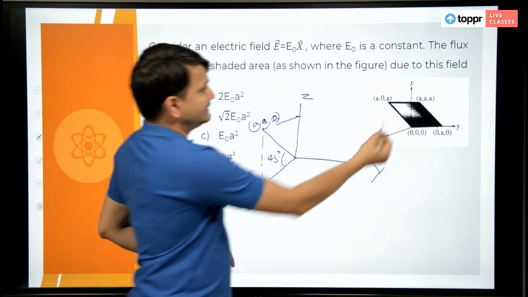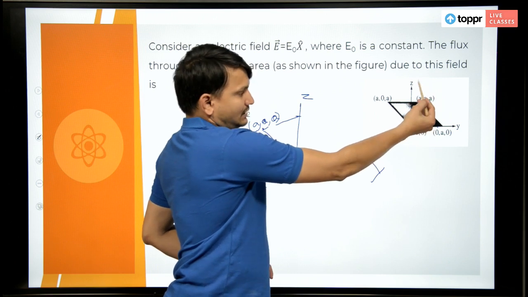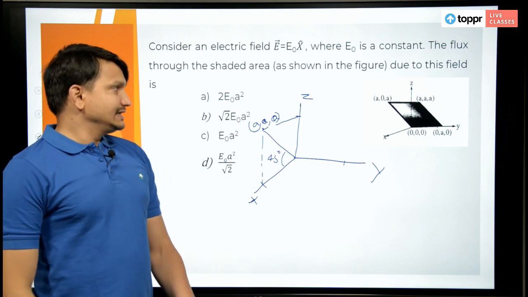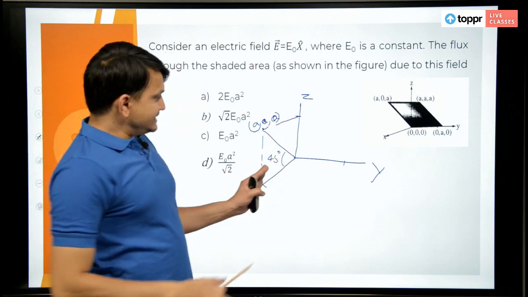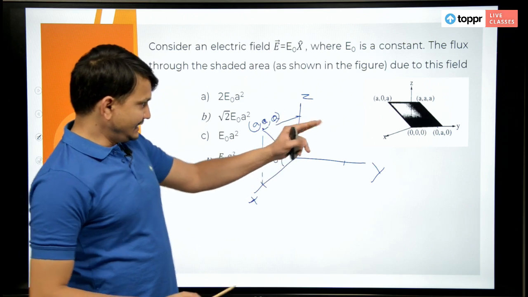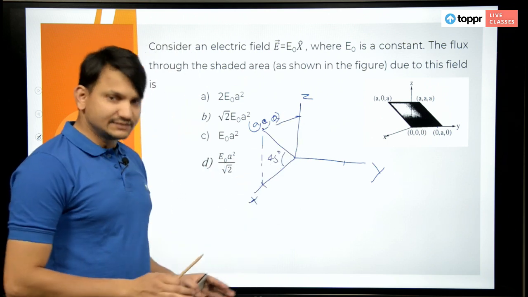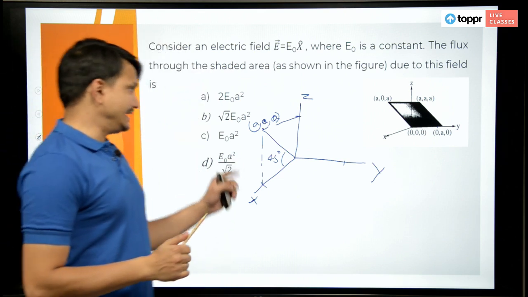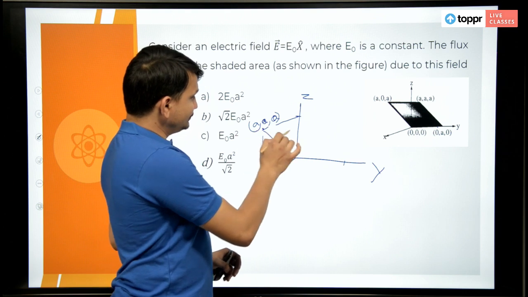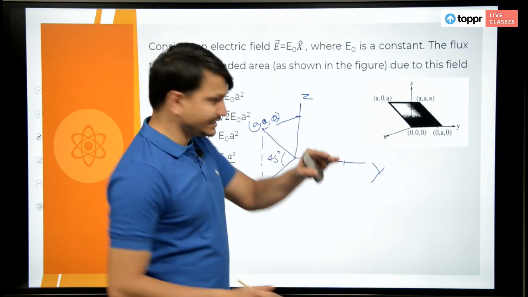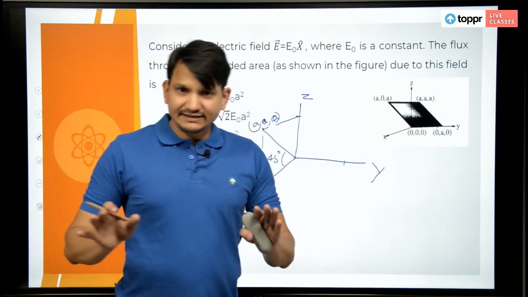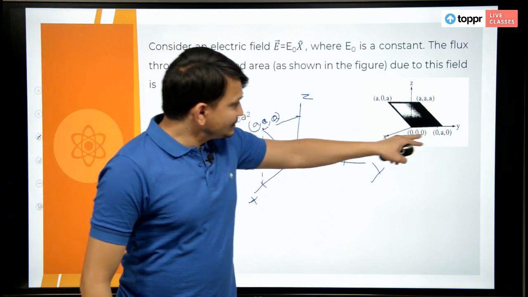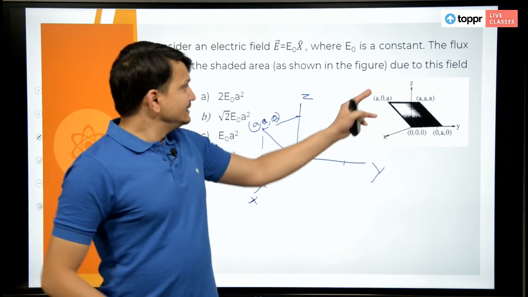And another point coordinate is A A A, meaning all the coordinates, the x coordinate, y coordinate and z coordinate, are all A. So you would be having such a condition that it is a rectangle which is tilted 45 degrees with respect to the xy plane and the yz plane.